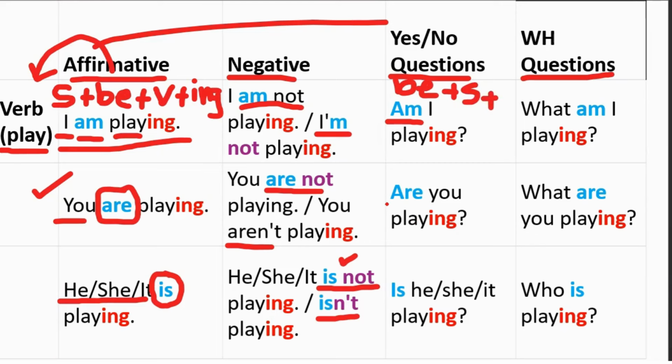Here again, we brought the be form first. Are you playing? Is he playing? Is she playing? Is it playing? Now, what happens with WH questions?